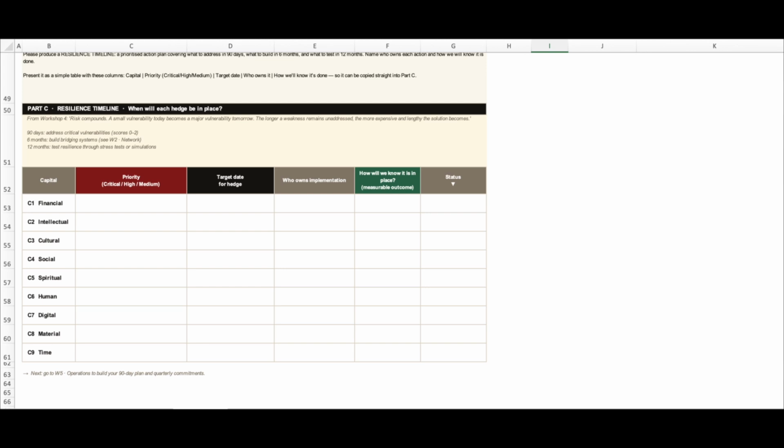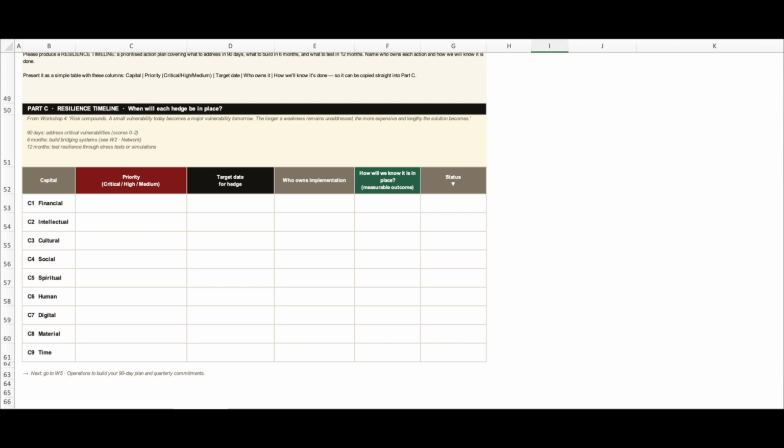Start with your most critical vulnerabilities. Anything scoring between 0 and 2 should become your immediate priority over the next 90 days. Next, identify the systems you want to strengthen over the following 6 months. Finally, decide what your family should test over the next 12 months. Resilience isn't something you assume, it's something you verify.